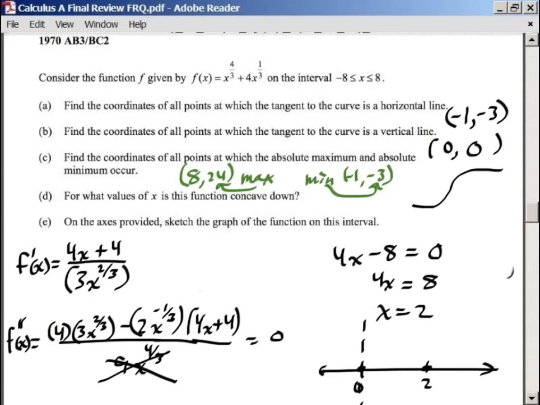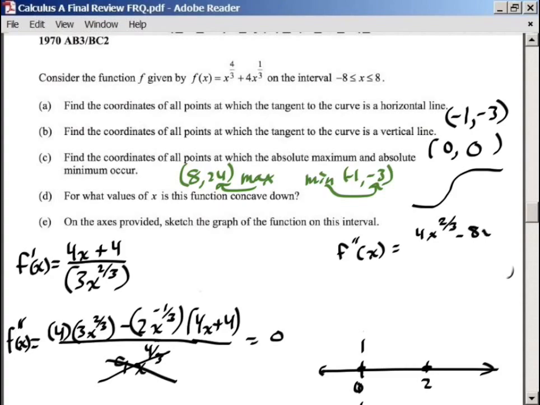All right, let's write down our simplified version of f double prime first before we start plugging stuff in. The simplified version of f double prime is going to be, well, we simplified the numerator. That was 4x to the 2 over 3, and then minus 8x raised to the negative 1/3. And then our denominator would be 9x to the 4 over 3.